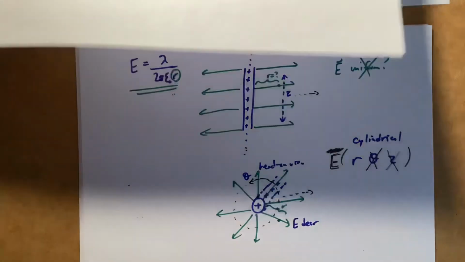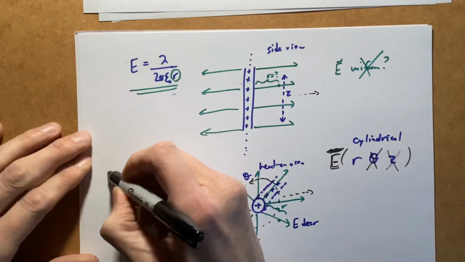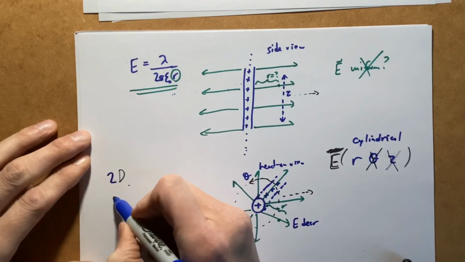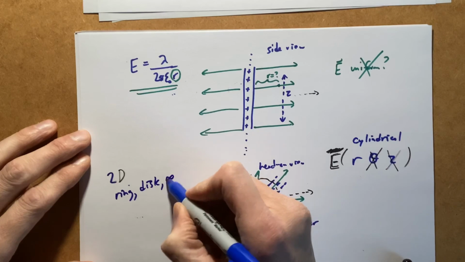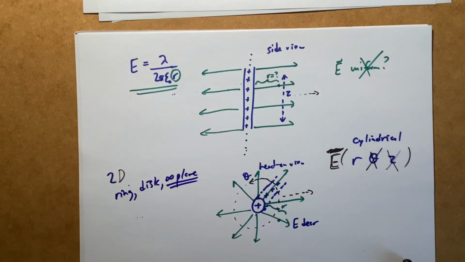So I think I'm going to wrap there for this video. I'm going to come back and do the 2D charge distributions in the next video. Again, that's the ring of charge, the disk of charge, and extending that disk to the infinite plane. And I've already, of course, heavily previewed the infinite plane results here in this video just to kind of talk about them together.